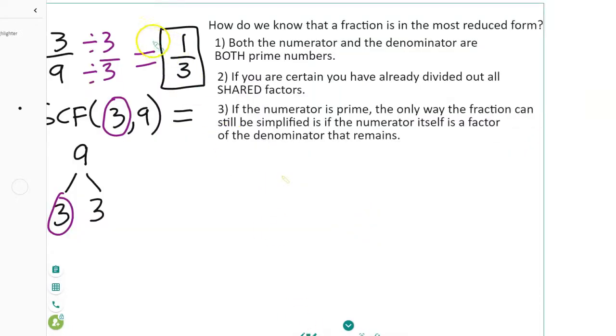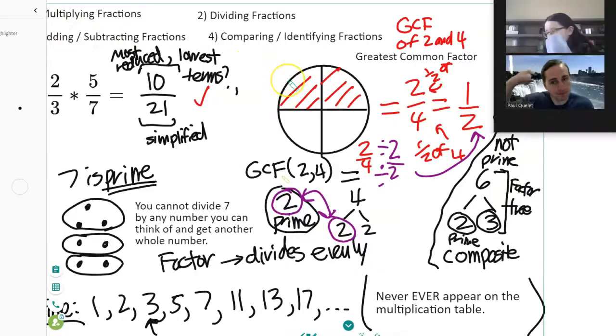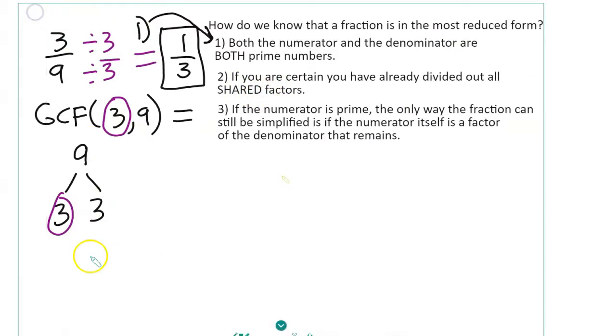So the reason we know we're done here is because we're in situation 1. 1 and 3 are both prime. In the same way, on the previous slide, this is situation 1, right? Both 1 and 2 are prime. You agree with that? So we know we're done. How about situation 2? If you've already divided out all the shared factors. Now this is what I was going to work on with you. Let's try situation 2.